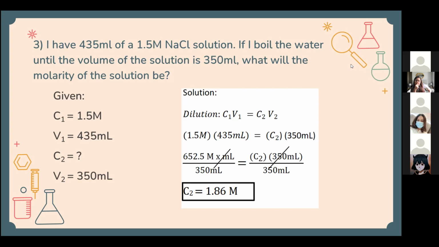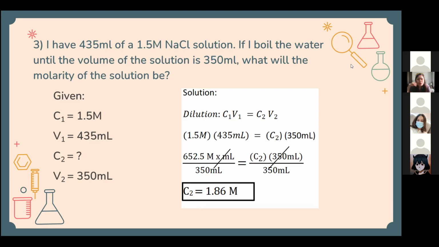Here's the solution to get the C2. So 1.5 M and 435 ml is equal to C2 and 350 ml. 1.5 M multiplied by 435 ml is equal to 652.5 M times ml. Copy the C2 and the 350 ml. So to cancel the V2, divide by 350 ml, and the same goes on the other side for cancellation. So 652.5 M divided by 350 is equal to 1.86 M. So our C2 is equal to 1.86 M.